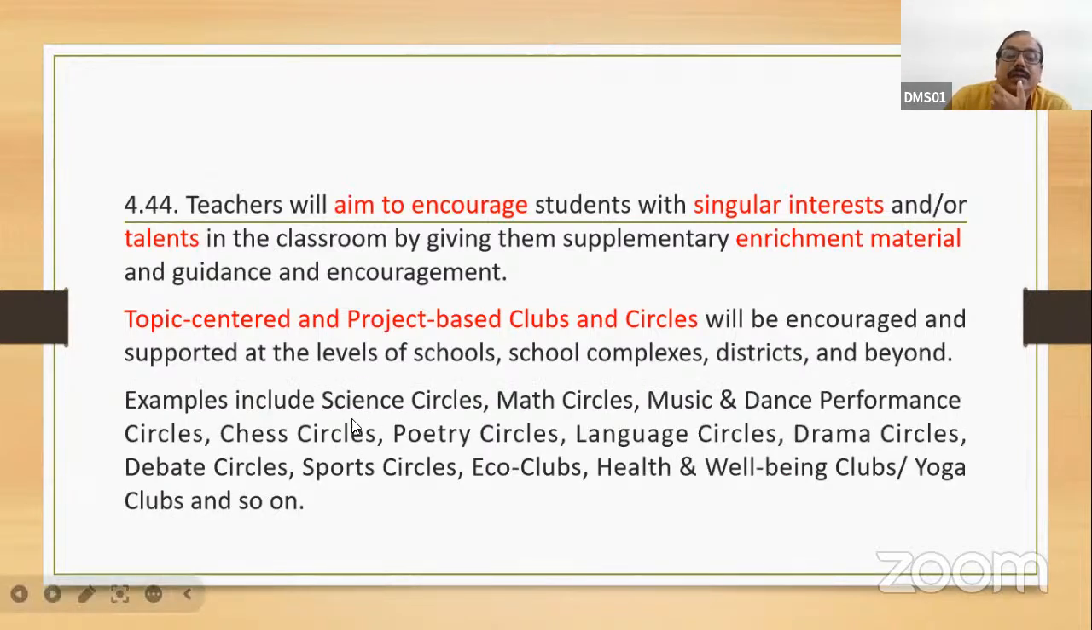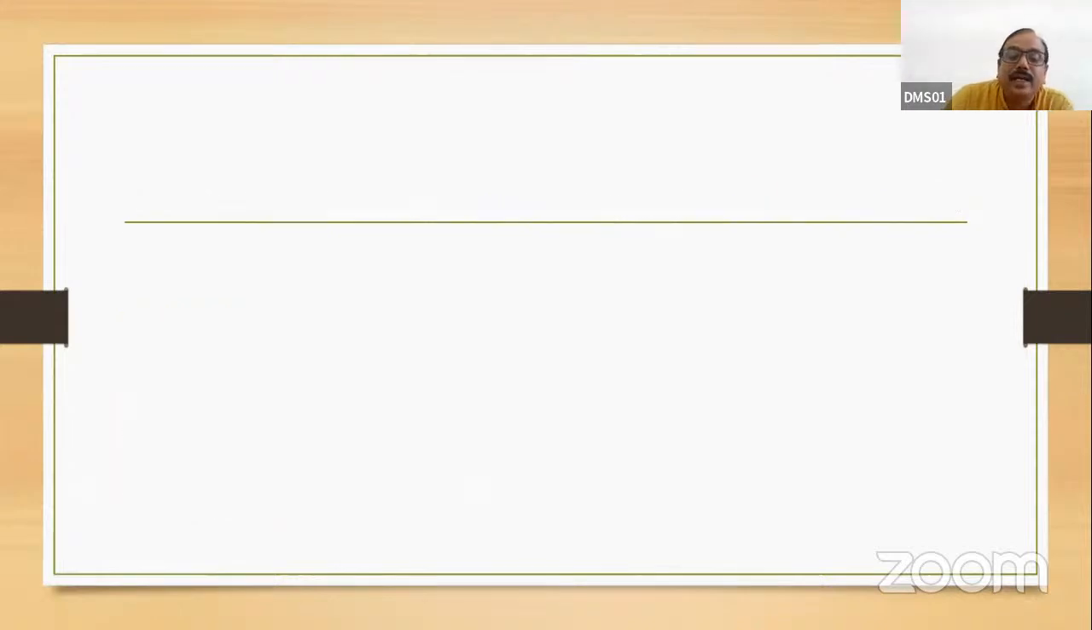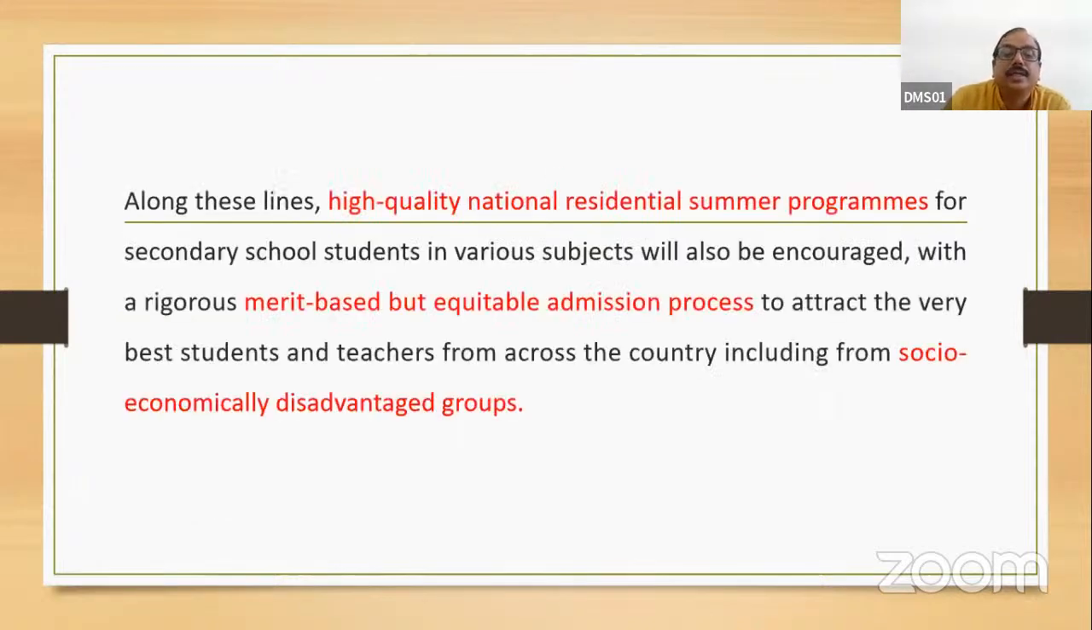So it includes, like they are given example, like you can create science circles, math circles. So here they are using it as circles, but we have the orientation of clubs. So you can have science clubs, math clubs, music, dance performance clubs, chess circles, poetry circles, language circles, drama circles. So all these kinds of clubs that are there in all areas can be looked at in whichever area the student is interested and his talent is there. In that way, we can channelize their talents, and that is how you can nurture them.